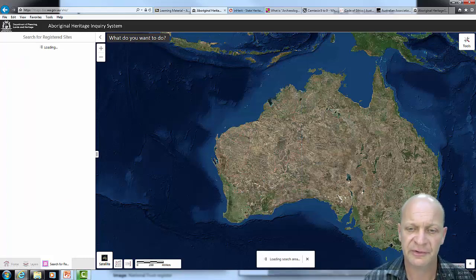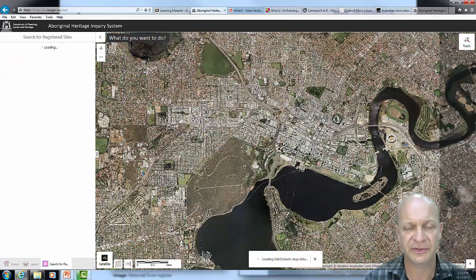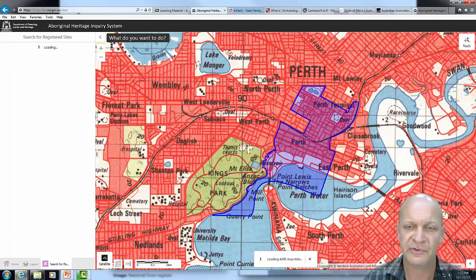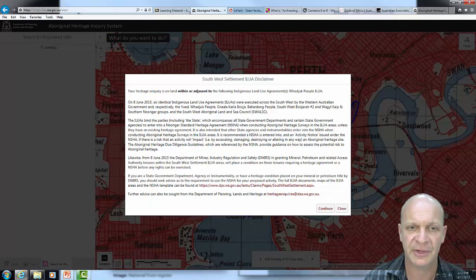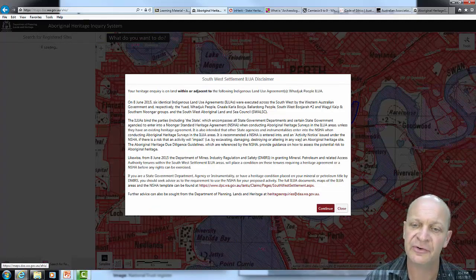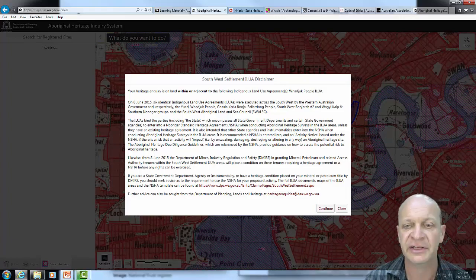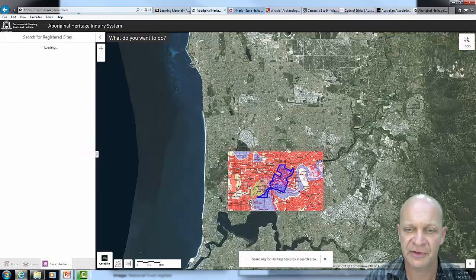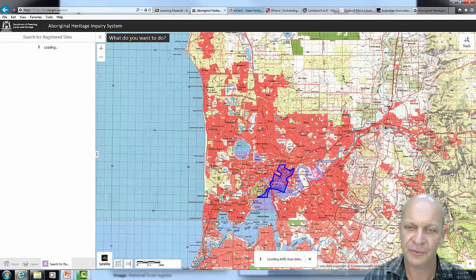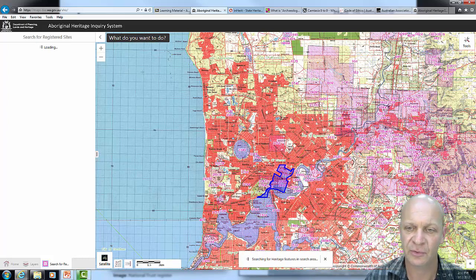So what it's doing now is it's busy loading a whole lot of sites over the years that have been entered as important, and you get these color-coded maps. Here it's just telling you about an Indigenous land usage disclaimer, so that's a legal document. You need to read that. So I have read that many times. And while it renders, you can see all of these hatched red areas are in one way or another sites, and all of these numbers. So the whole of the river is a site.